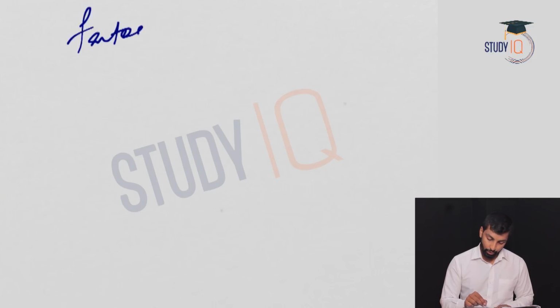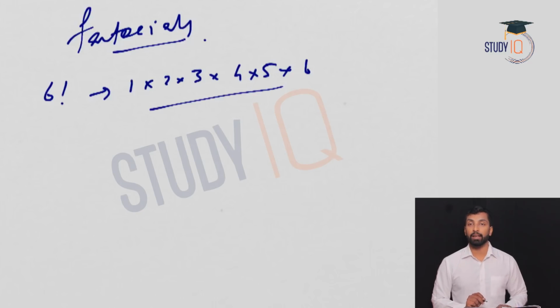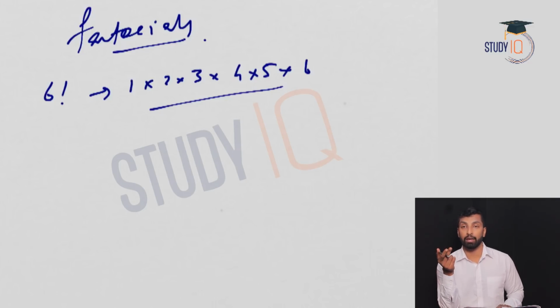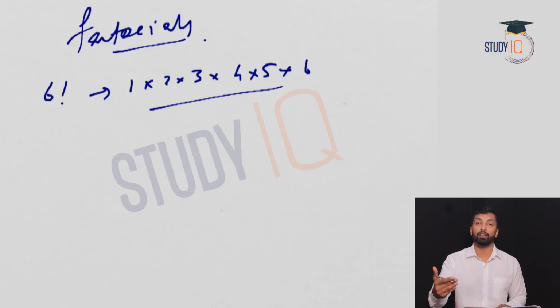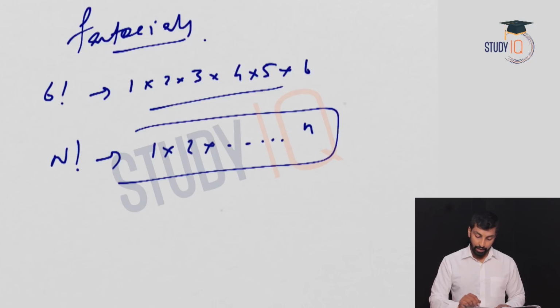Okay, so factorials. Now, what do you mean by factorials? Let's see: 6 factorial is 1 into 2 into 3 into 4 into 5 into 6. So 6 factorial is nothing but the product of the first 6 consecutive natural numbers. 7 factorial means the product of 7 consecutive natural numbers starting from 1. Not just the product of any 7 numbers, but when it comes to factorial, starting from 1, the product of consecutive natural numbers. Similarly, n factorial is 1 into 2 into and so on up to n.